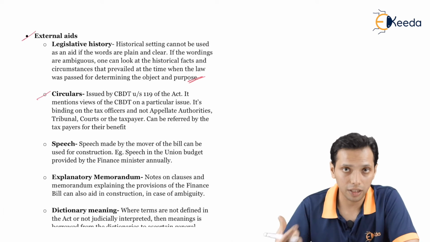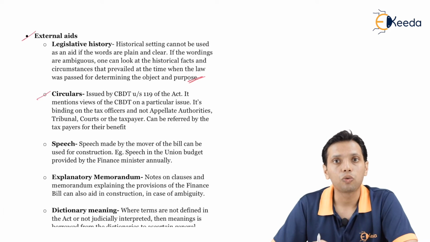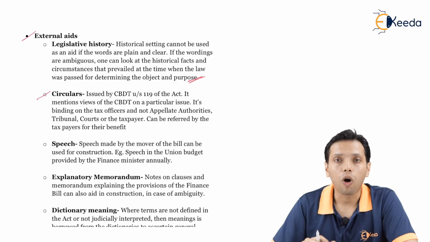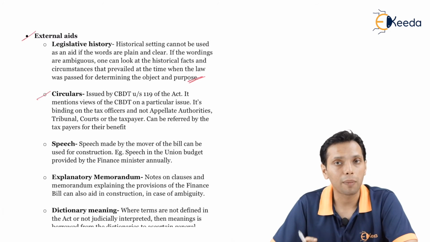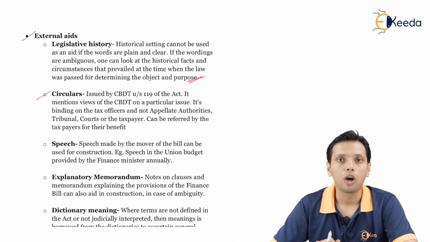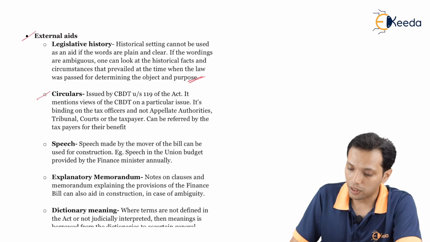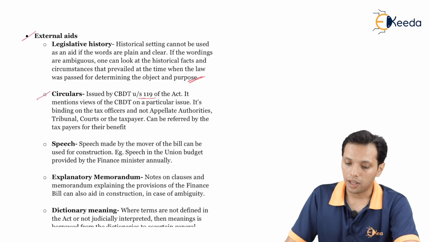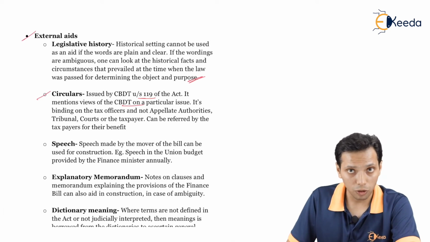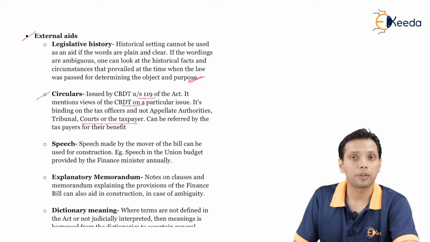Second is circular, which we have discussed earlier. The circular is issued by CBDT under section 119 of the act to clarify the provisions of the act and mentions the views of the CBDT on a particular issue. It is binding on the tax officers and not on the appellate authorities, tribunal, courts or the taxpayer, though the taxpayer can use the wordings mentioned in the circular for their benefit.